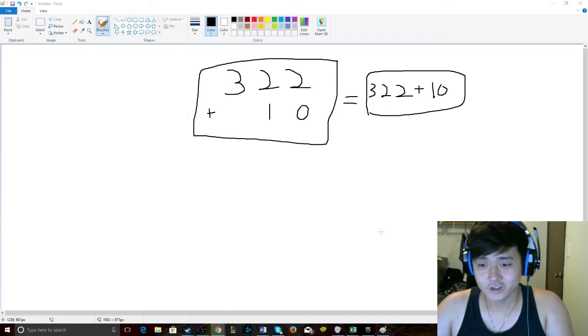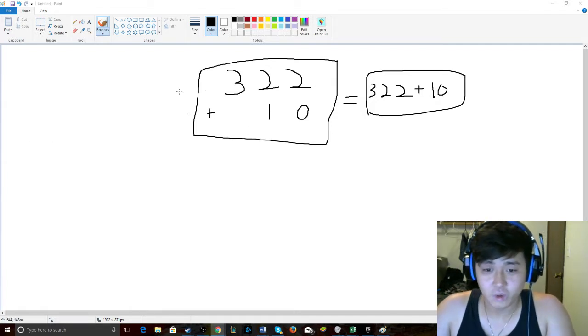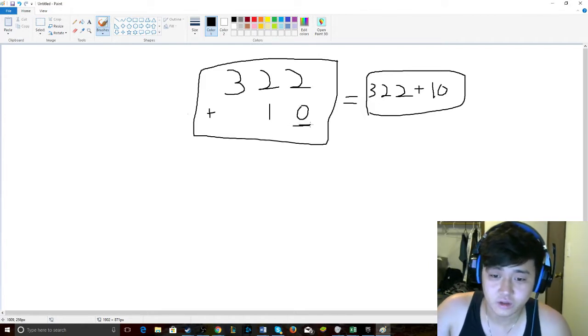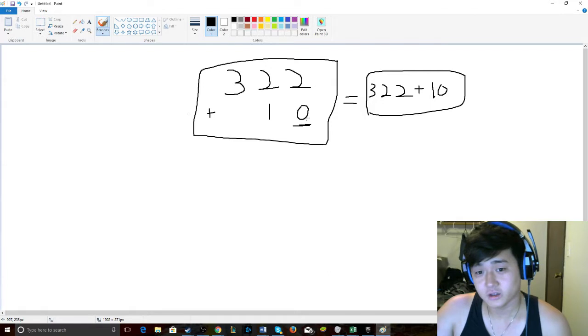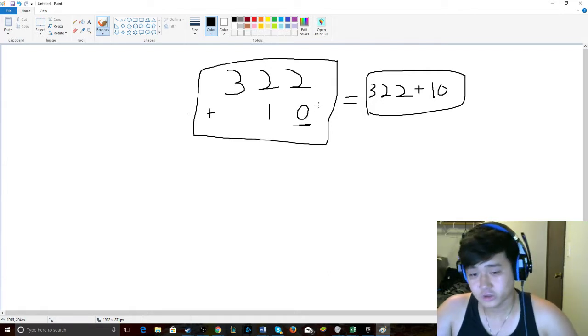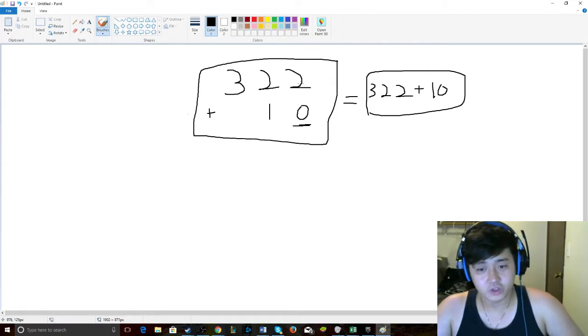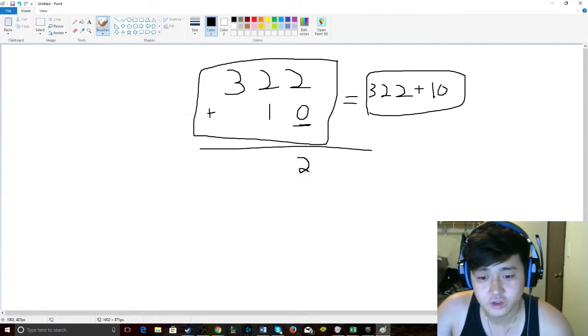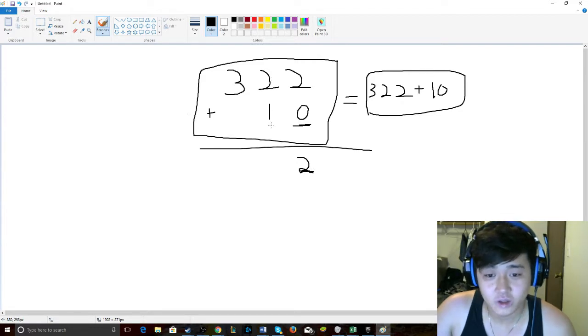Alright. So, what we would be doing here is, when we're adding the 10, there's a 0 right here. This 0 is in the ones place. So, we'd be putting 2 plus 0, and that equals 2. And this 1, this is in the tens place. So this would be a 3.